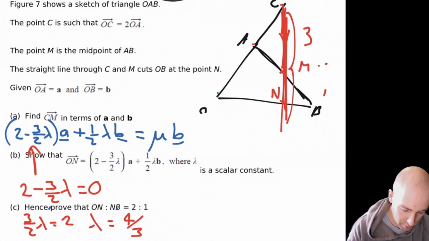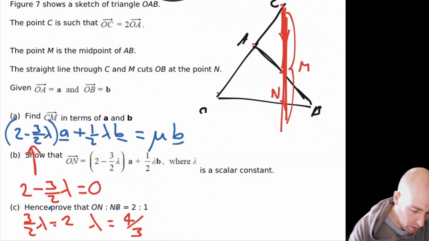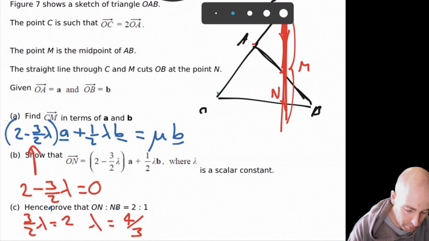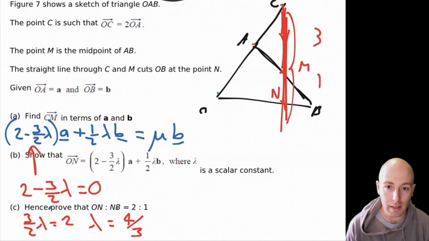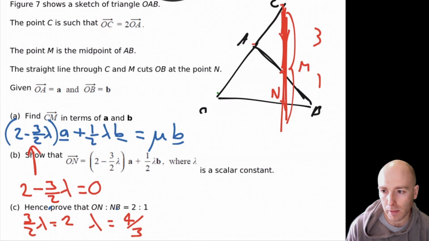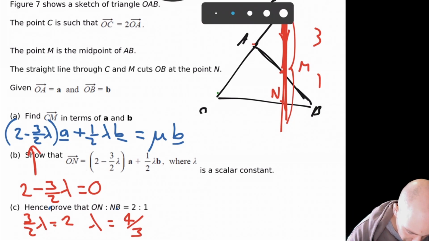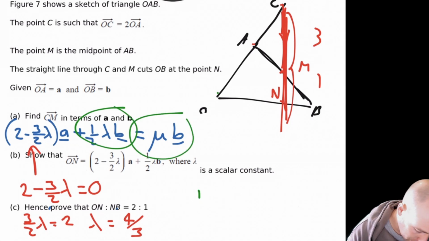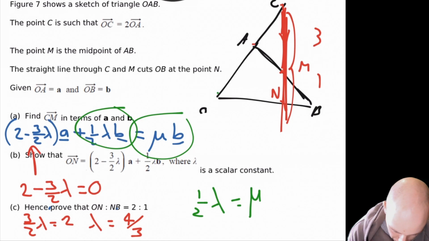No, that's not right. Yeah, 3-to-1 ratio for CMN. That's not what it's asking us though. It's asking us to find mu, basically. So I'm going to use the other bit here and say half lambda equals mu.